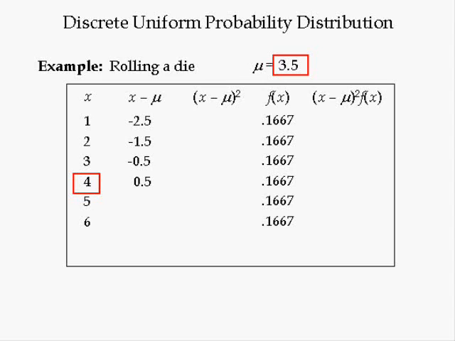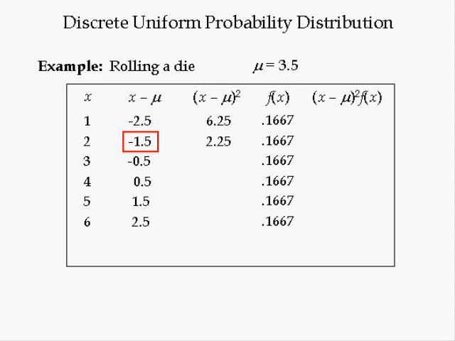The fourth deviation from the mean is 4 minus 3.5, which is 0.5. The fifth deviation from the mean is 5 minus 3.5, which is 1.5. The sixth deviation from the mean is 6 minus 3.5, which is 2.5. Next, we square the deviations from the mean. The first squared deviation from the mean is found by squaring negative 2.5, which is 6.25.